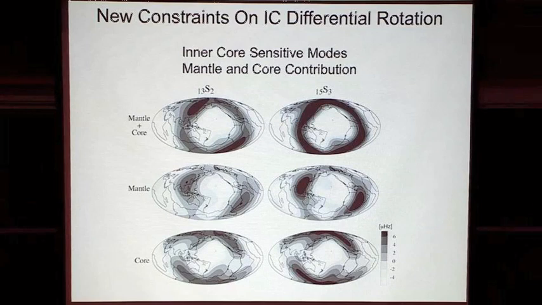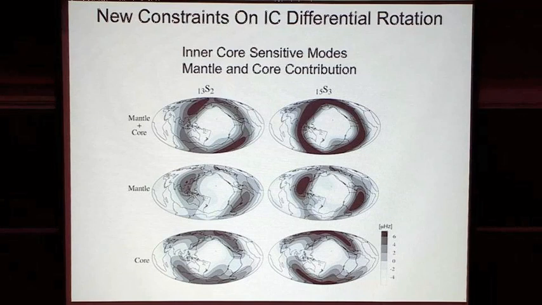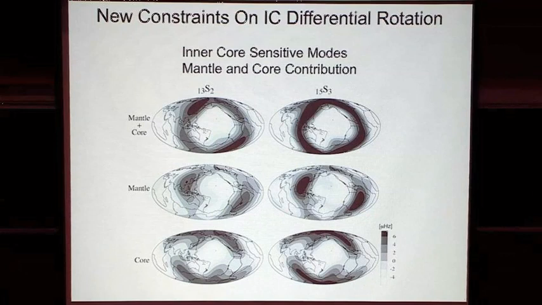Since these modes are sensitive to mantle, outer core, and inner core, if we want to get at the inner core, we need to correct these splitting functions for the signal from the mantle. From body wave tomography, we know what the mantle looks like. We can predict that signal from the mantle, which is these two things here for the two modes, and then we subtract this from this and this from this, and we are left with the signal that is only due to the outer core and the inner core, which is this here.